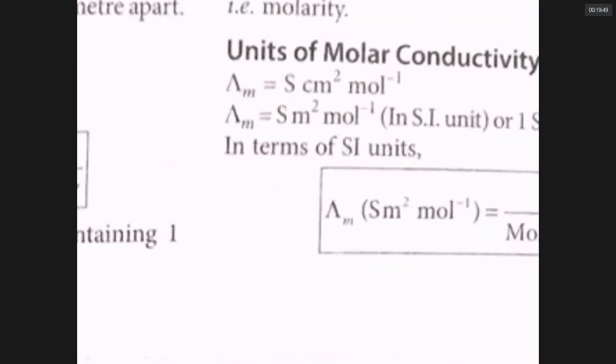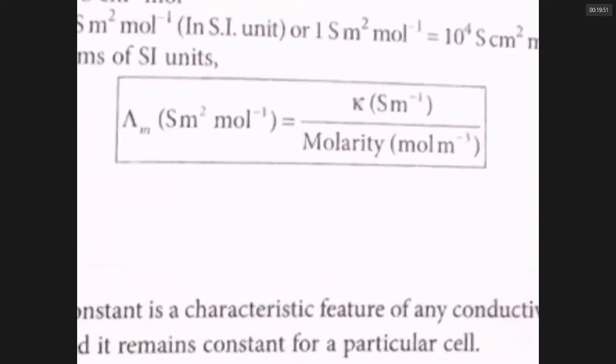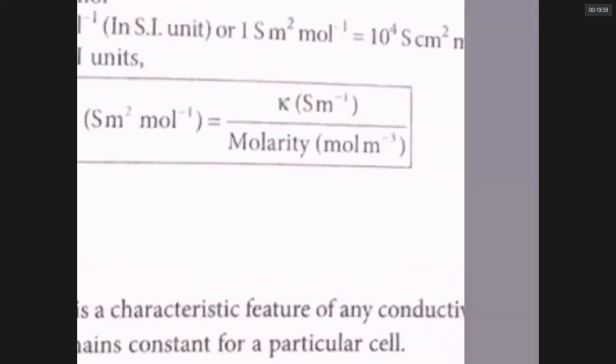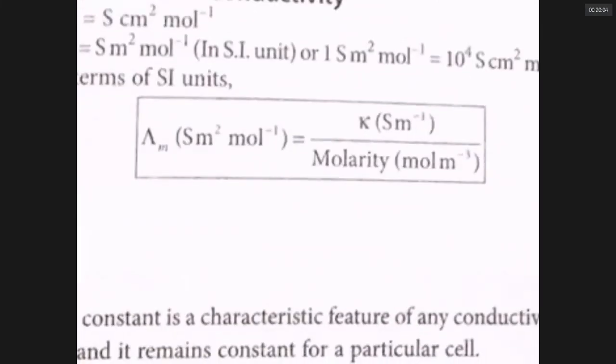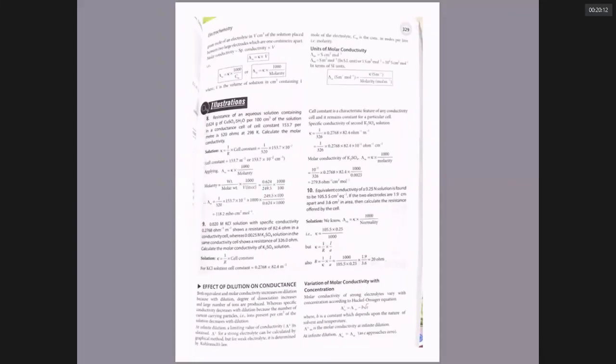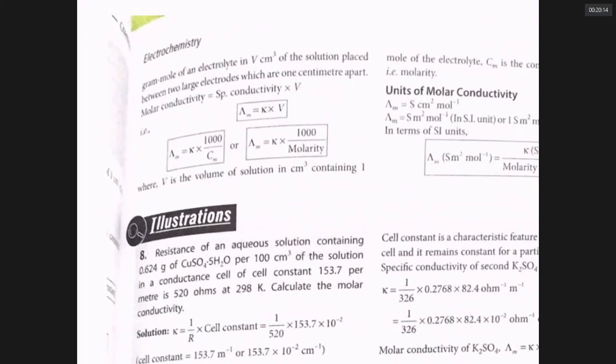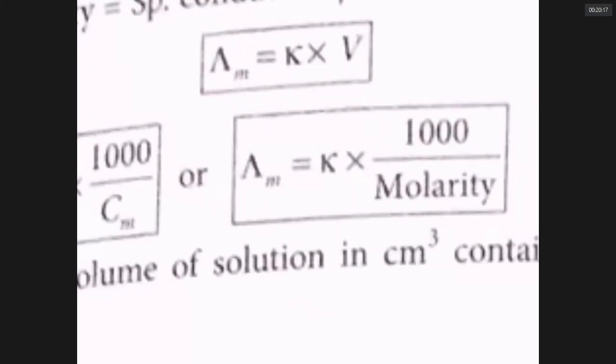Always remember molar conductance is equal to K divided by K into 1000 by molarity or K by molarity in moles per meter cube. You can't use this. This is a nuisance. Always I suggest you to use K Siemens centimeter square per mole is equal to K into 1000 by molarity. Please use that. This is convenient. Use this formula. Molar conductance is K into 1000 by molarity. Take molarity in moles per liter. Take K in Siemens per centimeter.